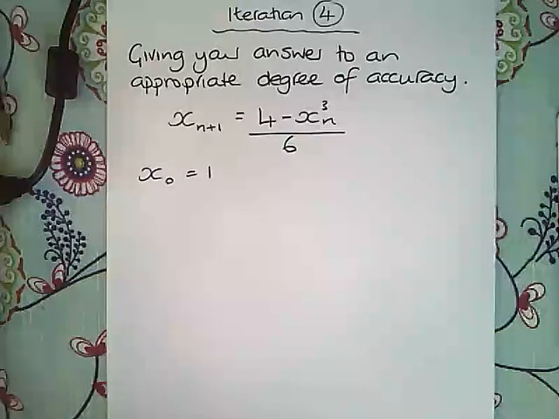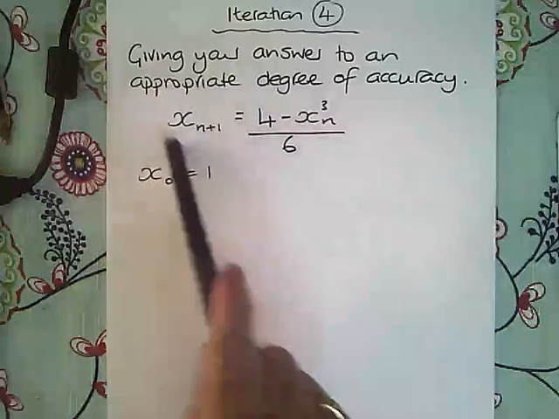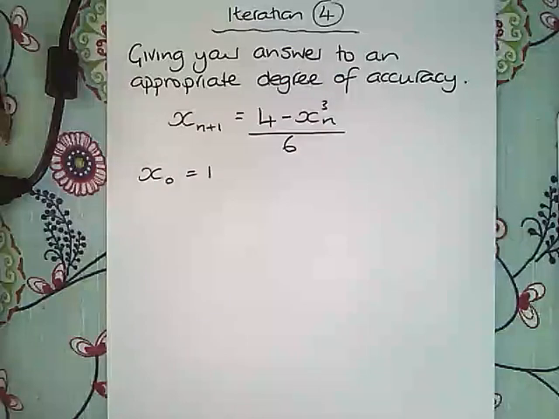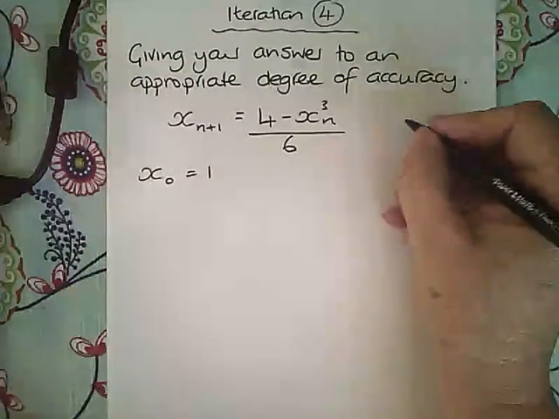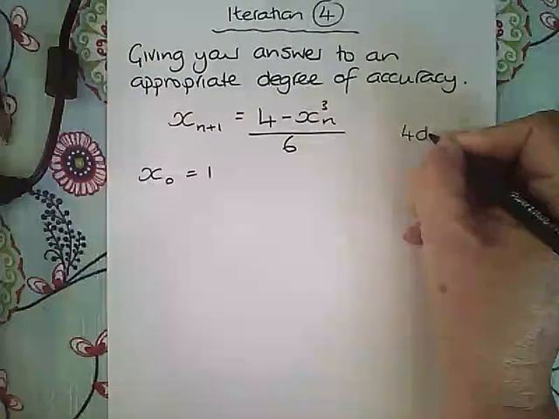So in iteration 3 we were using the iterative formula to find out the value of successive terms. And on this final video we're going to have a look at what happens when you are asked to give your answer to an appropriate degree of accuracy or a specific number of decimal places, and in this case we're going to be asked to give it to 4 decimal places.